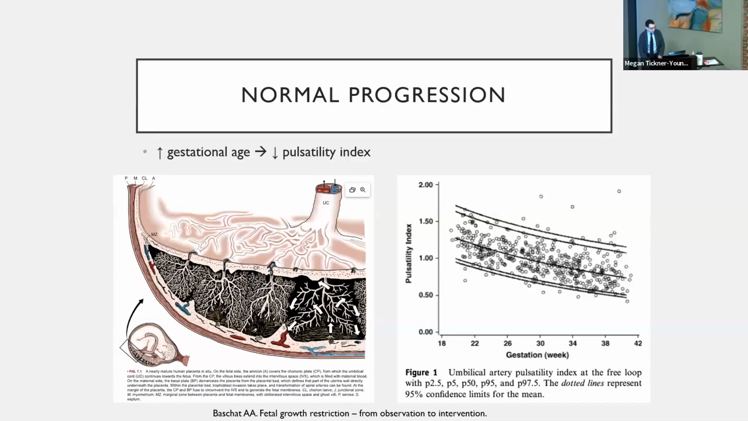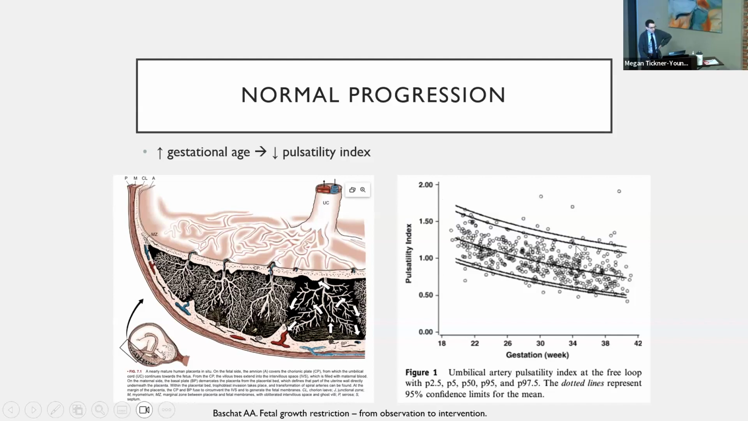Umbilical artery. The umbilical artery transports deoxygenated blood that's pumped from the fetus to the placenta, while the umbilical vein supplies oxygenated blood from the placenta to the fetus. Therefore, the umbilical artery Doppler represents the resistance of blood flow on the fetal side of the placenta. As gestational age increases, the umbilical artery impedance decreases.